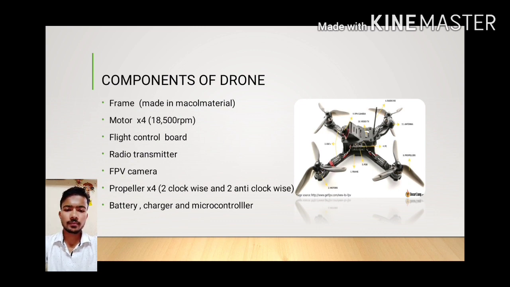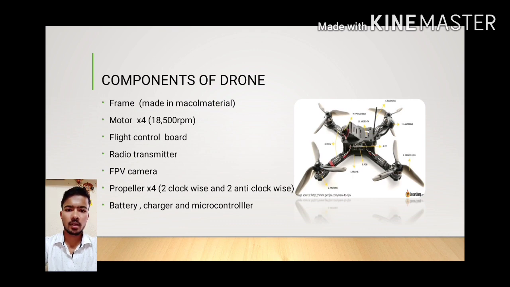Radio transmitter. The transmitters are used to control the aircraft from a distance. Radio transmitters work using radio signals. Camera is used to record the view. FPV cameras are smaller in size and lighter in weight. The main function of the camera is to take photos and videos.